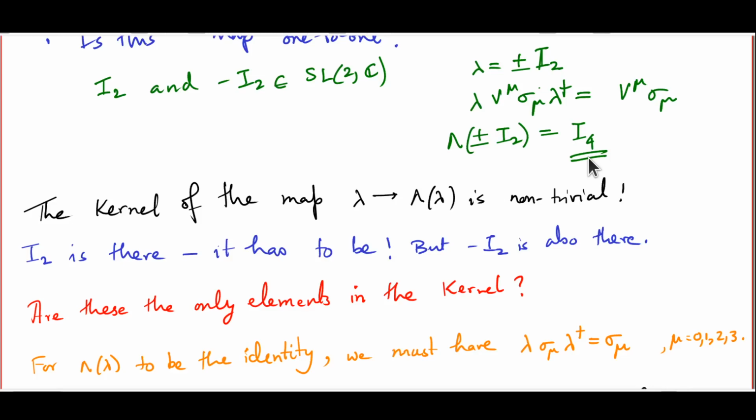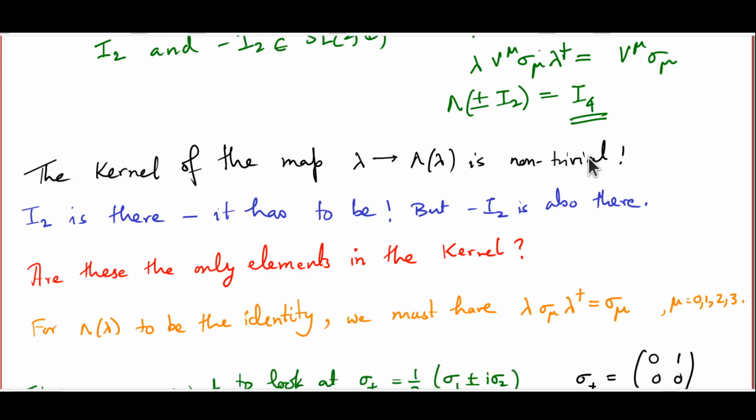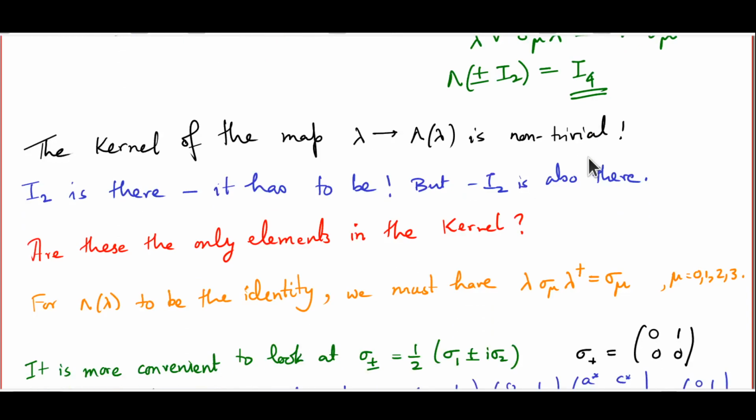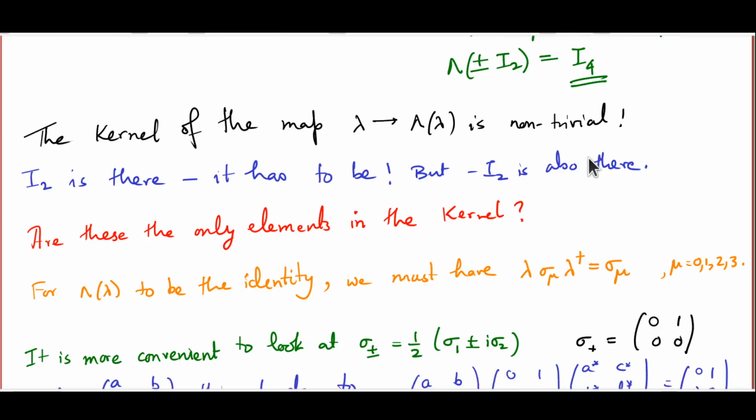But rather than look at sigma 1 and sigma 2, it will be better if we look at sigma 1 plus or minus i sigma 2. That is, at the matrices sigma plus or minus, given by half of sigma 1 plus or minus i sigma 2. These are familiar as raising and lowering matrices in the theory of rotation of spin half particles. Sigma plus in particular happens to be 0, 1, 0, 0.